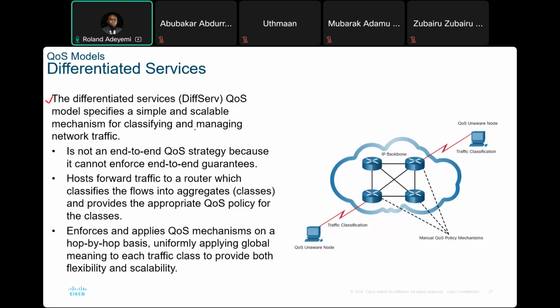So the differentiated services QoS model specifies a simple and scalable mechanism for classifying and managing network traffic. It is not an end-to-end QoS strategy. Take note of that.